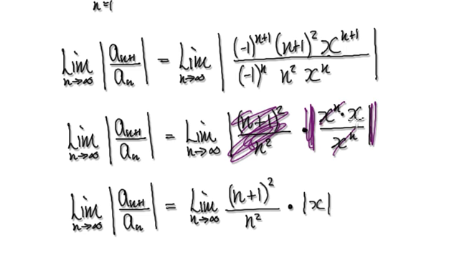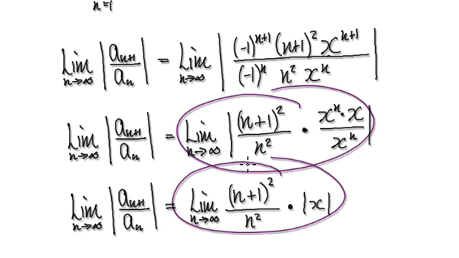Well, cancel these two out. That will just leave you with x, so that will just leave you with the absolute value of x. So this whole thing here will then become this.